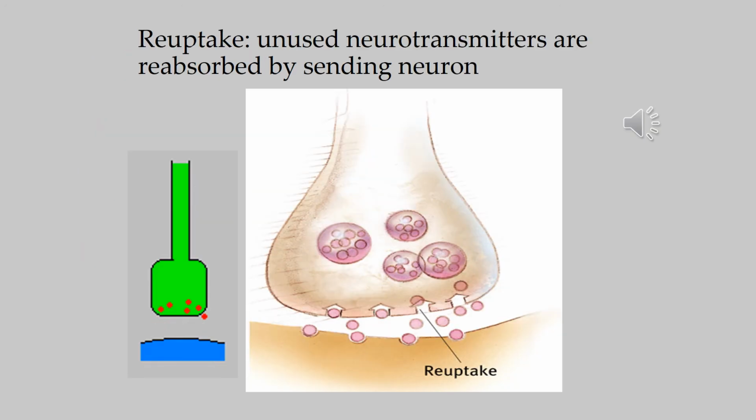Sometimes there are excess neurotransmitters floating around in the synapse. As we will learn in the next lesson, neurotransmitters can affect our thoughts or our behavior. We want an adequate balance. We don't want too many or too few of them. So when we have excess in the synapse, the sending axon terminal will reabsorb them, take them back in. And this is the process known as reuptake.